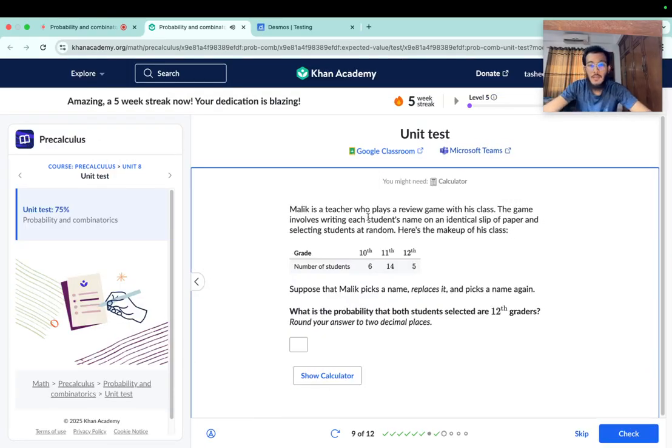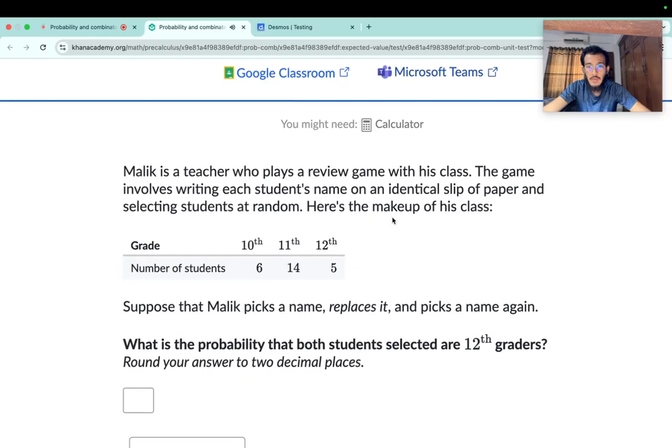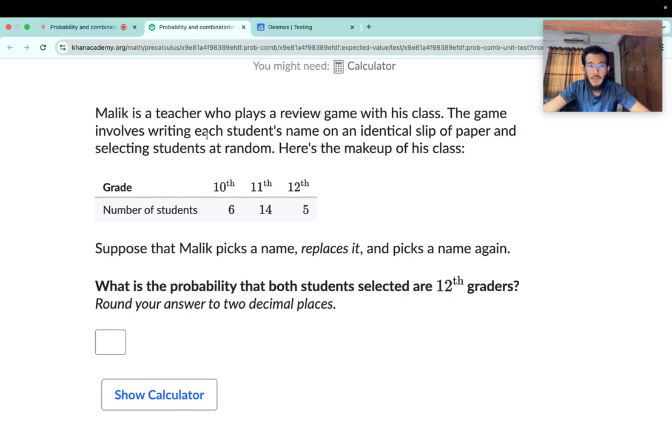There we go. Malik is a teacher who plays a review game with his class. The game involves writing each student's name on an identical slip of paper and selecting students at random. Here's the makeup of his class.